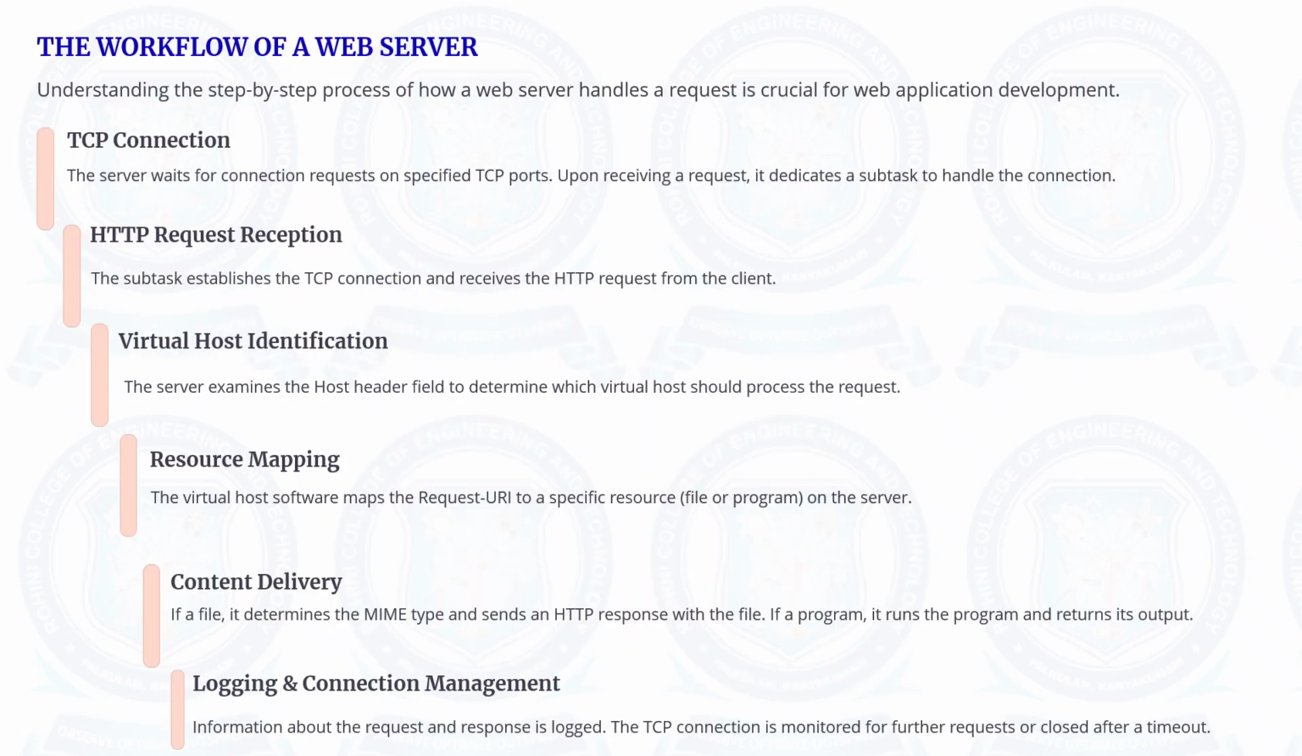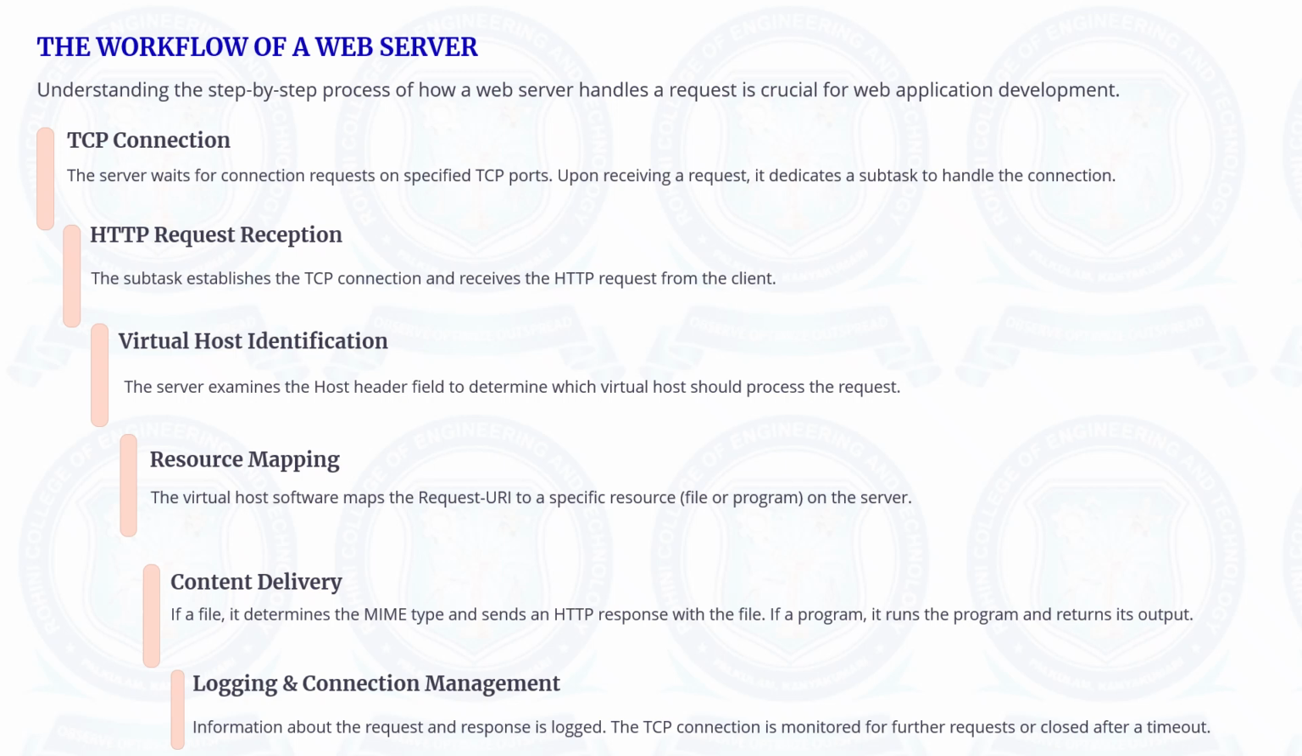The workflow of the web server. The first one is TCP connections. The server waits for connection requests on a specific TCP port. Upon receiving the request, it dedicates a substack to handle the connection. Next, HTTP request reception. The substack establishes the TCP connection and receives the HTTP request from the client.